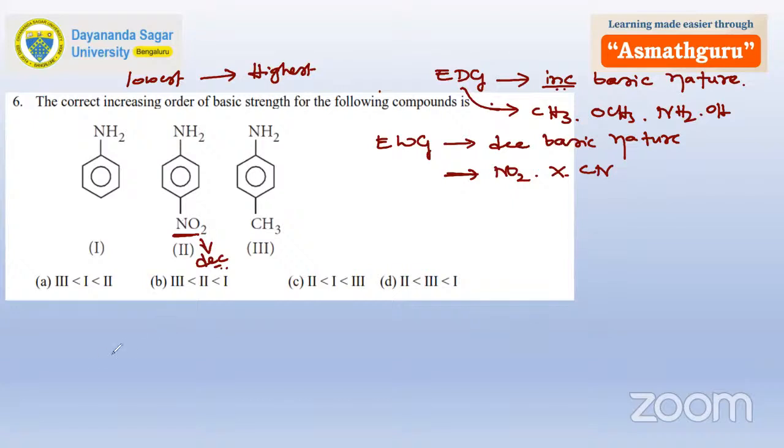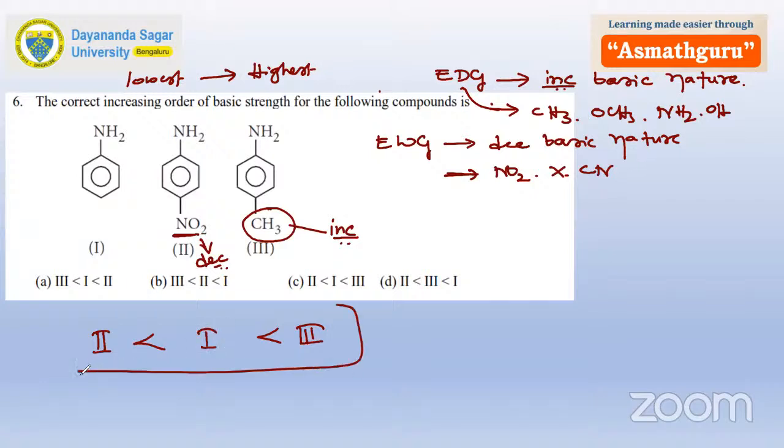So this is the first option. So second is the lowest. Then CH3, so it's a donating group. So here the basic nature will increase. So third is highest. So in between will come the first. So second, one, third. That is the option. Where it is present, option C.